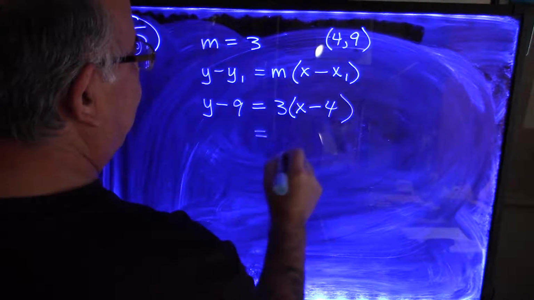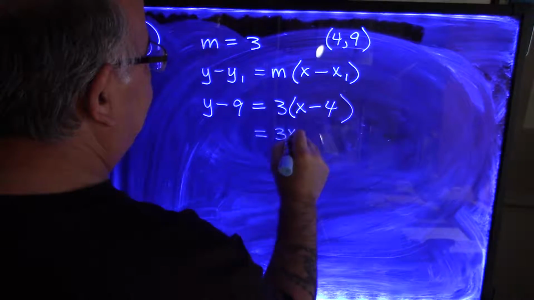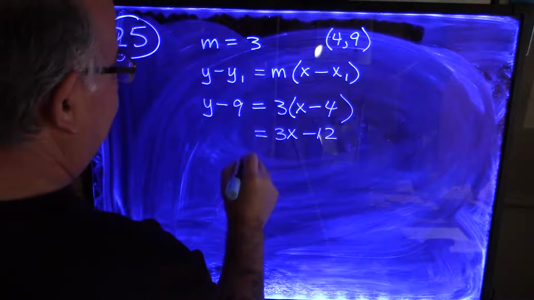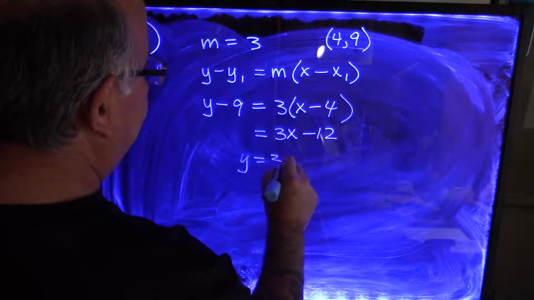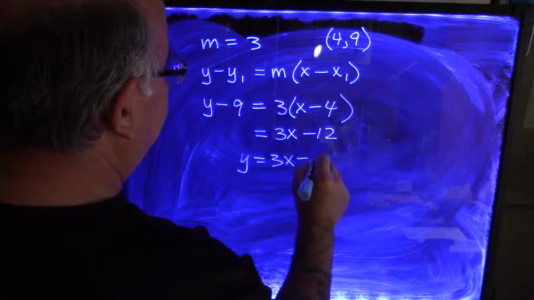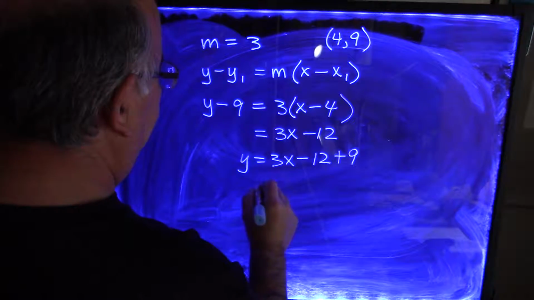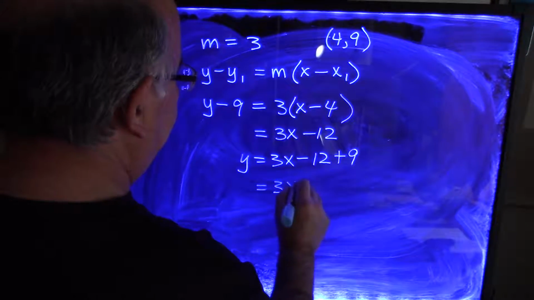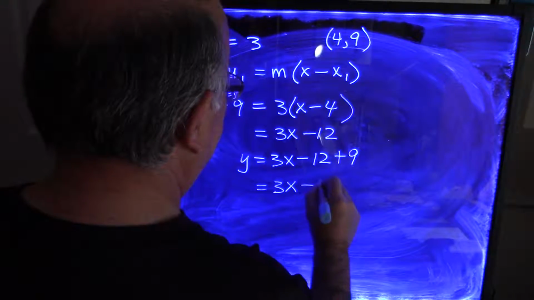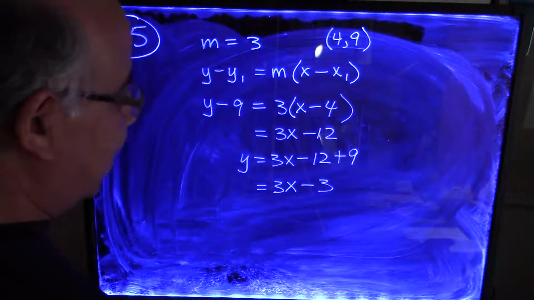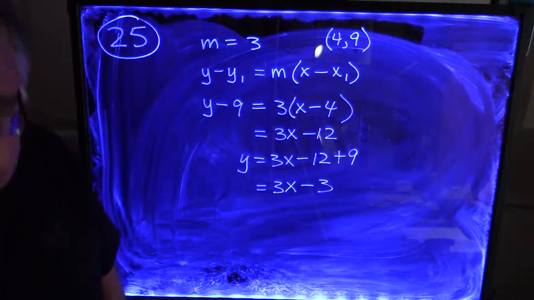First distribute the 3 through, you got 3x minus 12. And then add 9 to both sides, you get y equals 3x minus 12 plus 9, or 3x minus 3. Alright? So there's the equation that we seek.